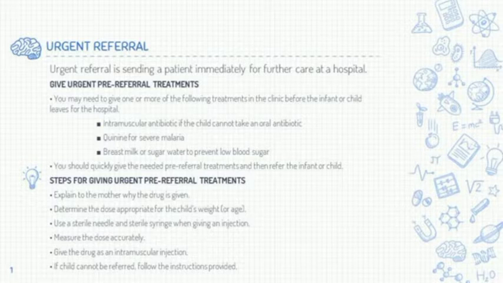Measure the dose accurately. Overdosing is not allowed, and underdosing is not allowed either, to prevent you from bringing harm to the patient. Give the drug as an intramuscular injection. Intramuscular injection is ideal in these kinds of situations because of its prolonged action yet fast absorption rate. Then if the child cannot be referred, follow the instructions provided. These instructions can be found in the booklet and in the handbook.